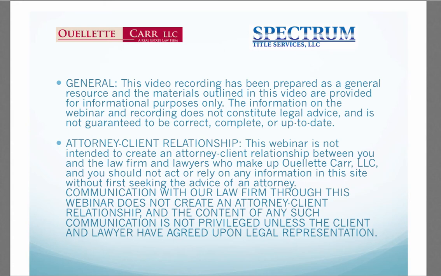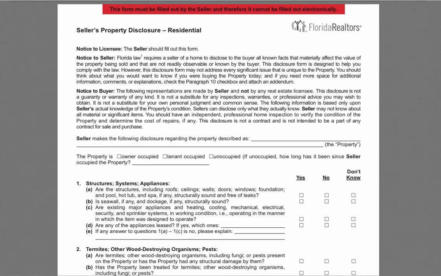Today we're going to go over the FAR Seller's Disclosure Form. Again, this is the FAR, the Florida Association of Realtors, Seller's Property Disclosure for residential properties. This has nothing to do with commercial property. Okay, so we're going to go through.